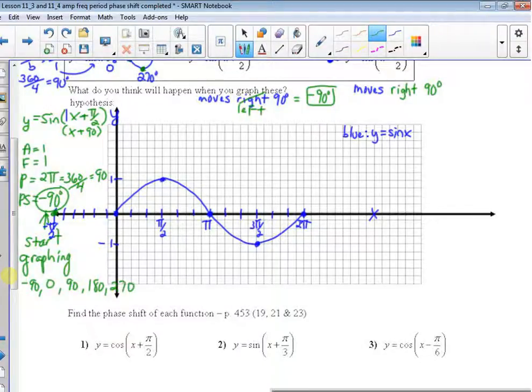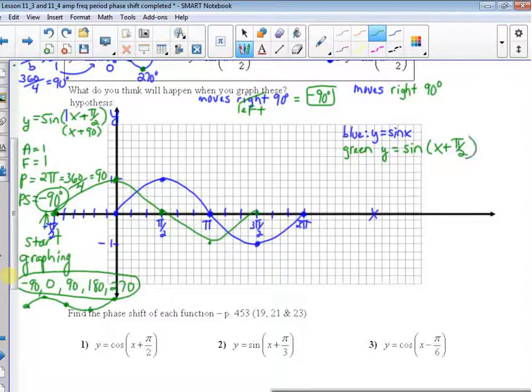These are my skeleton points that are going to make up my graph that goes like this. Those are my 5 skeleton points. So I'm using these. I'm starting at negative 90, then I'm going to 0, and I'm up at 1 because that's the way the sine curve goes. Then I am going to 90, to 180, I am back down, and then I finish up at 270. So in green is the graph y equals sine of x plus pi over 2. It has been moved to the left of the blue graph 90 degrees, and you should be able to see that.